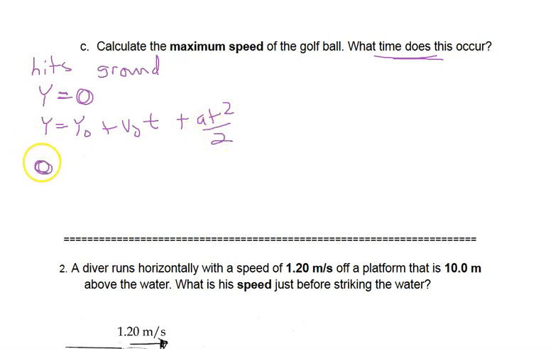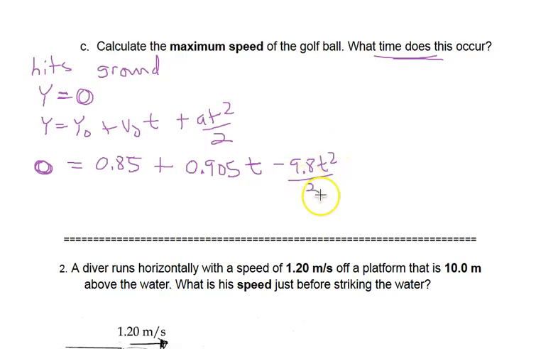All right, so I've hit the ground. I did have a head start: I started at an altitude of 0.85. I was headed up at a very small rate, but it wasn't 0. And then gravity is pulling me down at 9.8 meters per second squared.